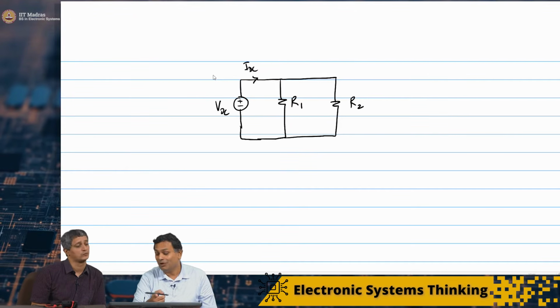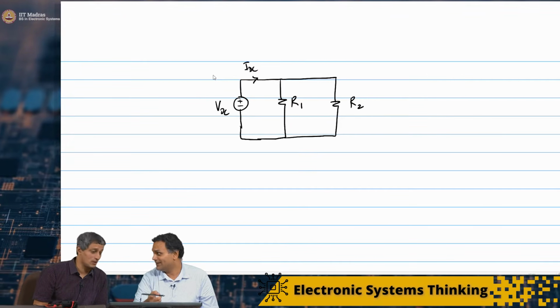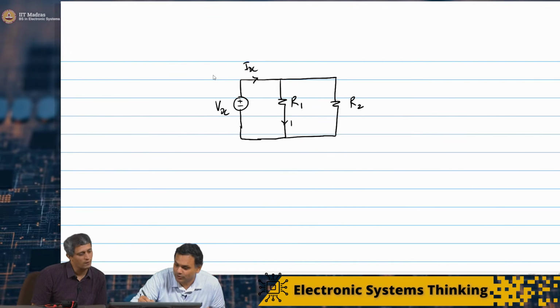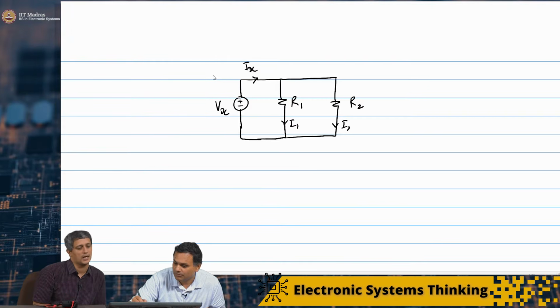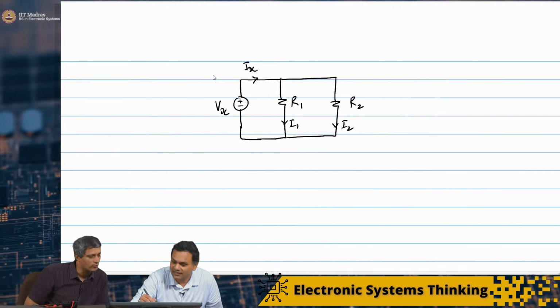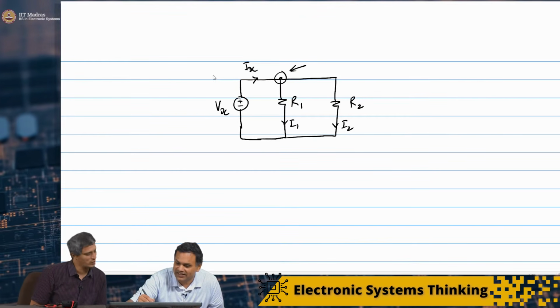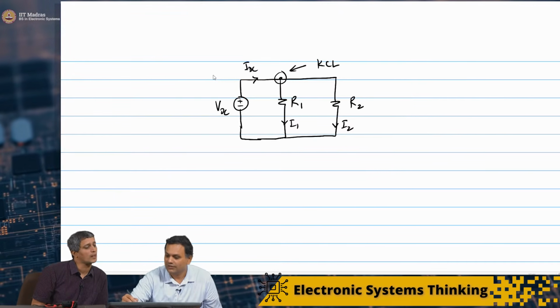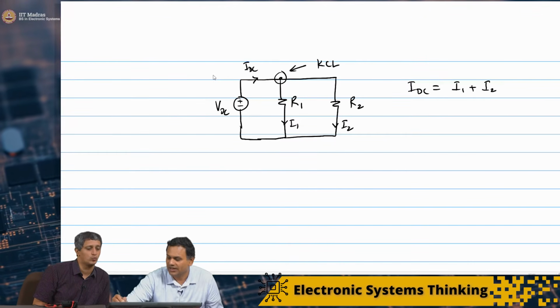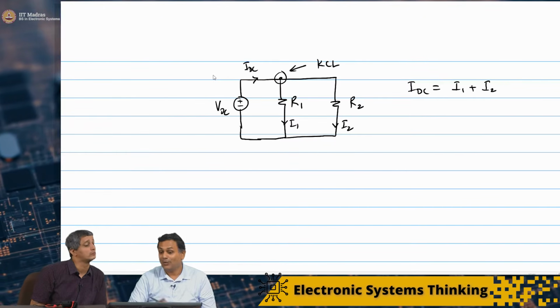But now I have a problem. These two resistors don't have the same current. So the currents are going to be I1 and I2. I'll call this I1 and I2. By KCL, IDC should be equal to I1 plus I2. So I'm going to do KCL here. Now I can do KVL as well.